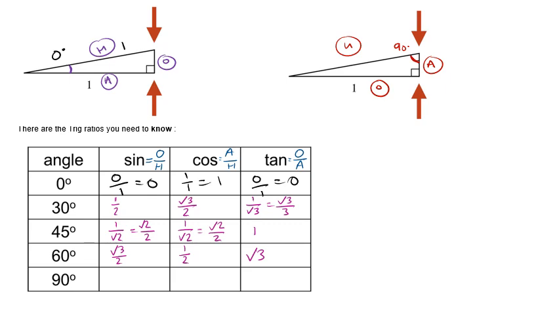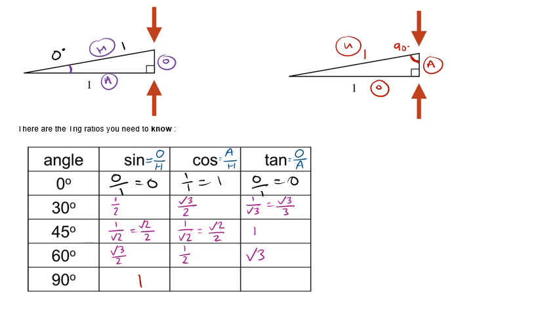So again, I know it's a bit weird thinking, well, if it goes all the way down and that's 90 degrees, it's just a straight line. But it does help us, this thought process, get the values we need for the table here. So sine of 90 degrees is equal to the opposite, which is 1, divided by the hypotenuse, which would also be 1.